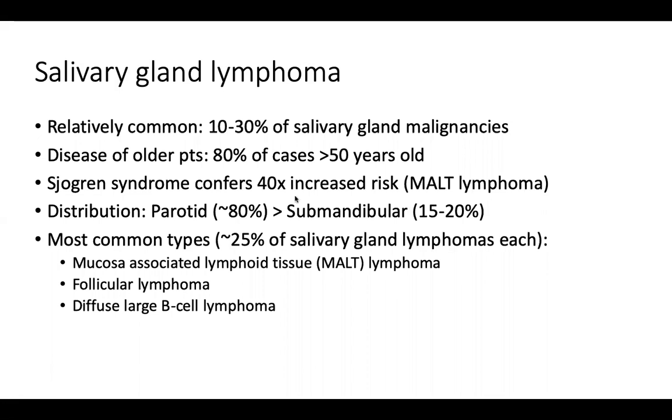And the most common types, there are 3 types that make up the majority at about 25% each. So MALT lymphoma, we already discussed, tends to occur in the setting of chronic sialadenitis, particularly in patients with Sjogren's syndrome. But you can also see primary follicular lymphomas, and you can also see diffuse large B-cell lymphomas. And DLBCL can occur either de novo, let's say in one of the parotid lymph nodes, or it can arise from one of these other lymphomas, follicular lymphoma or MALT lymphoma.